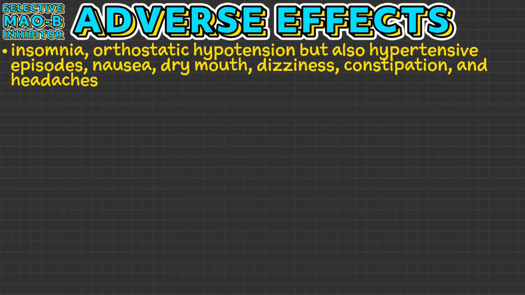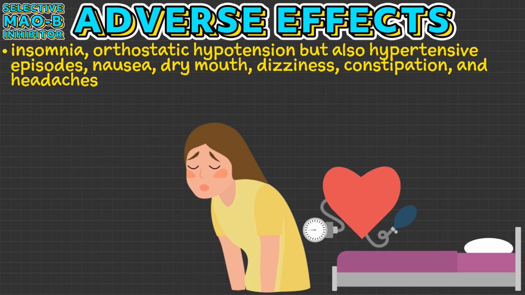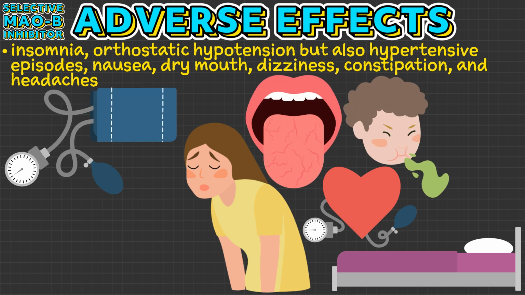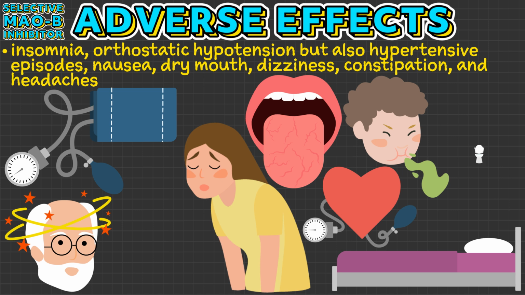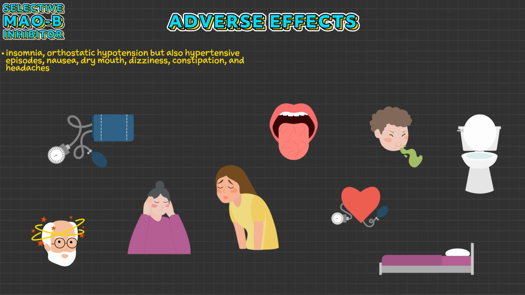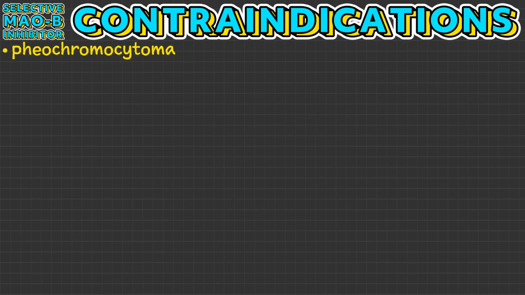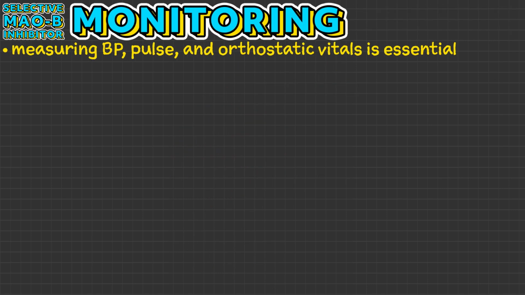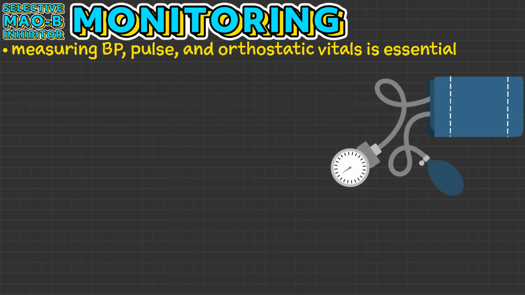Adverse effects of selective MAO-B inhibitors include insomnia, orthostatic hypotension, but also hypertensive episodes, nausea, xerostomia or dry mouth, dizziness, constipation, and headaches. Selective MAO-B inhibitors should not be used with pheochromocytoma, an adrenal gland tumor that can cause dangerously high blood pressure. When receiving treatment with a selective MAO-B inhibitor, measuring blood pressure, pulse, and orthostatic vitals is essential.